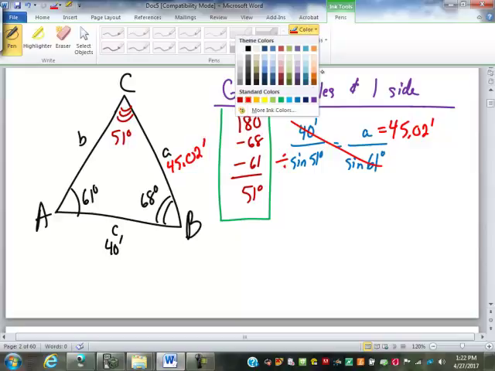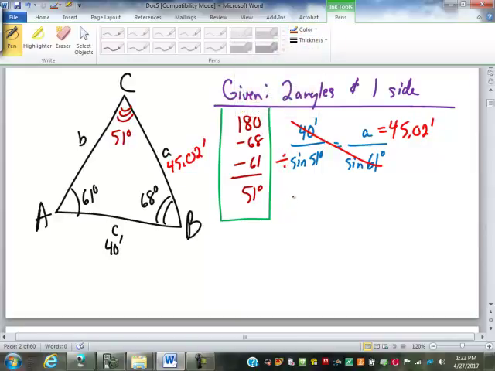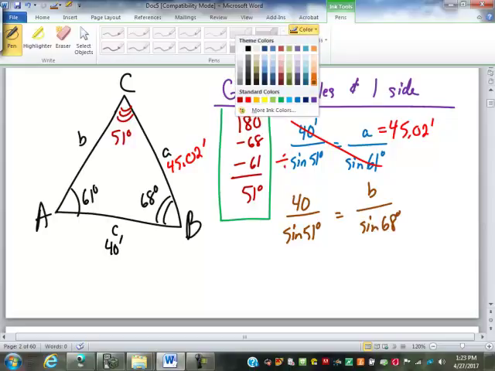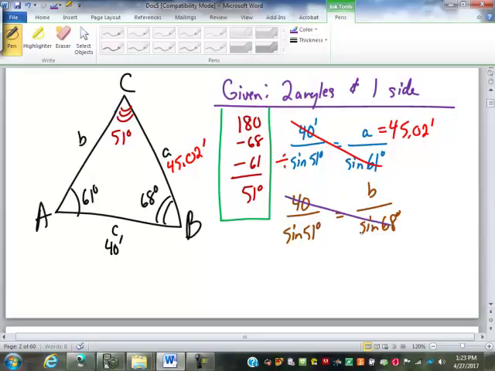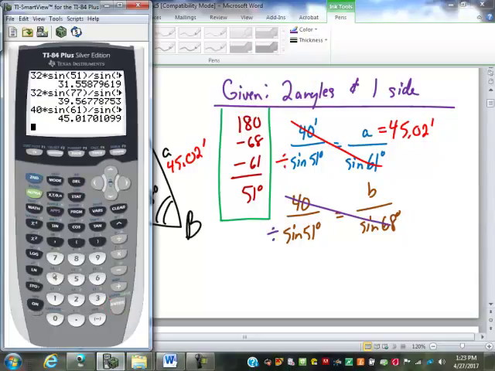Well, now what? Equals B over. Perfect. So we still have the 40 over the sine of 51. Now we're looking for side B. So that'll be over the sine of 68. So 40 times sine 68 divided by sine of 51. 47.72.